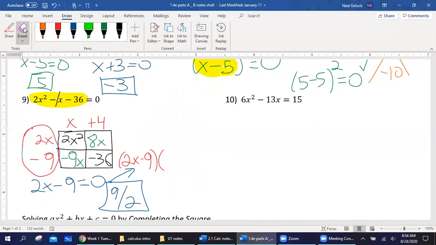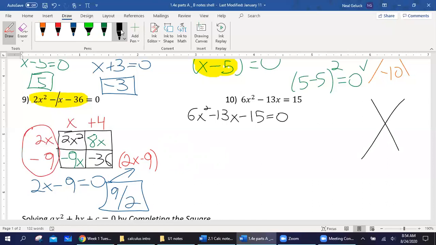I first, though, have to move over that 15. This is going to be 6x squared minus 13x minus 15. I still start with the X method. A times C, which is going to be negative 90. B on the bottom, negative 13. I hunt for two numbers that multiply to negative 90 and add to negative 13. This one's a little trickier, but the numbers are negative 18 and 5.